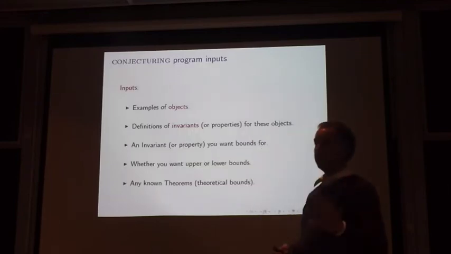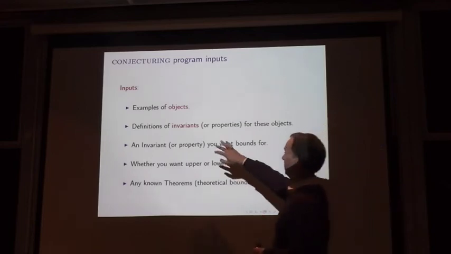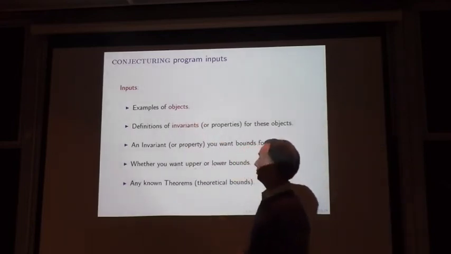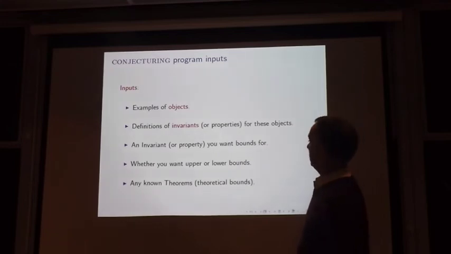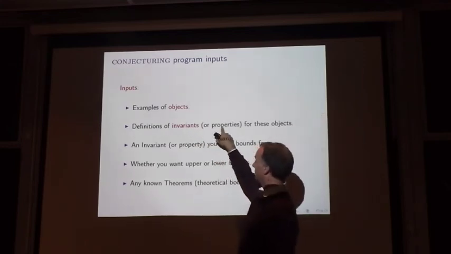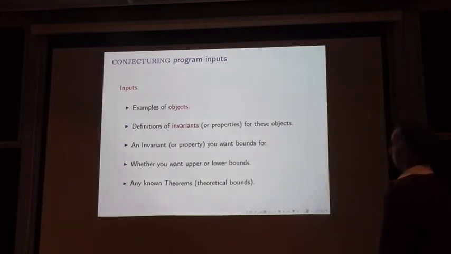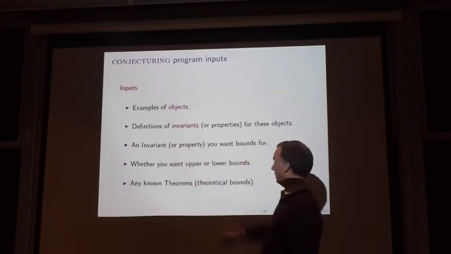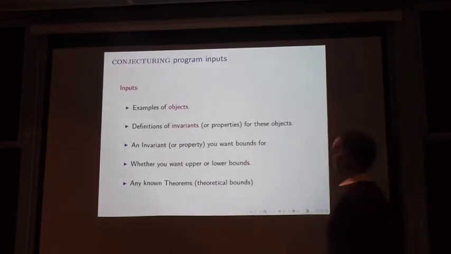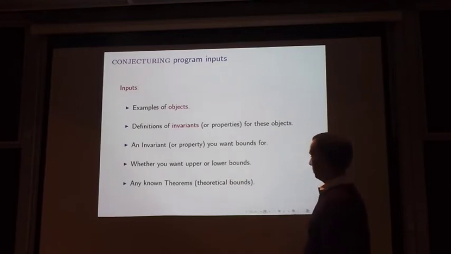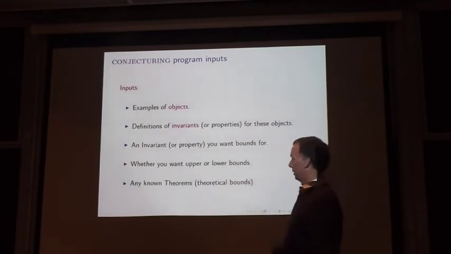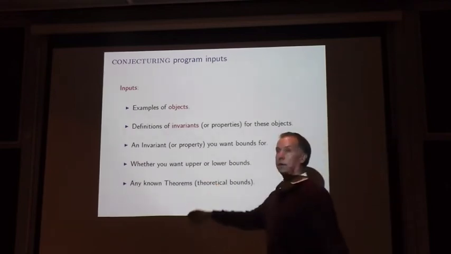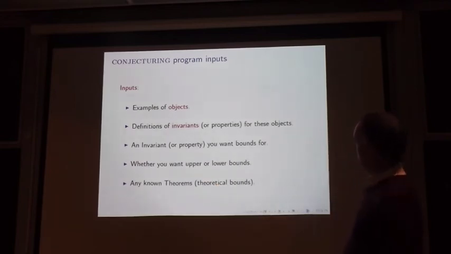All right, so I've been giving you graph theory examples, but again, the program is general. You just need to tell the program some examples of objects. You need to code up some numbers or some properties for that object type. You need to tell the program some invariant, like independence number or property, like Hamiltonicity, and then whether you want upper or lower bounds or necessary or sufficient conditions. You could tell any theory that you want. And so long as you can code examples of the object types, you can get going and play.